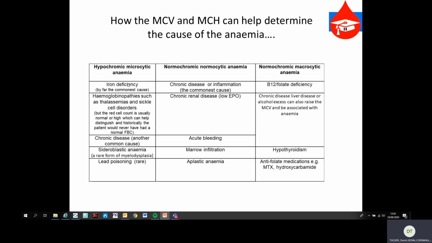So in a patient with a low mean cell volume, that's called a microcytic anemia. They can also have a low mean cell hemoglobin, or MCH, and that's called a hypochromic anemia. So one of the presentations can be a hypochromic microcytic anemia, and by far the most common cause of that is iron deficiency. The cells are smaller and they are lacking in hemoglobin.